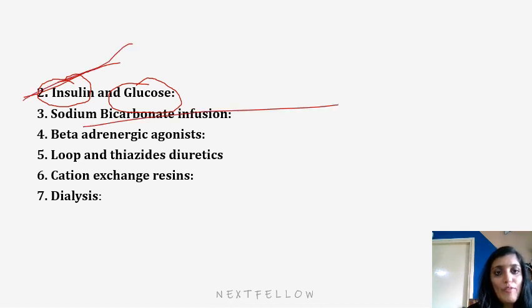Sodium bicarbonate infusion and beta agonists like salbutamol also cause inward movement of potassium into the cells. It is given in the form of inhalation, actually in the form of nebulization. Loop diuretics and thiazide or thiazide-like diuretics will cause excretion of potassium through the urine, but they do not have immediate action. They take time to act.